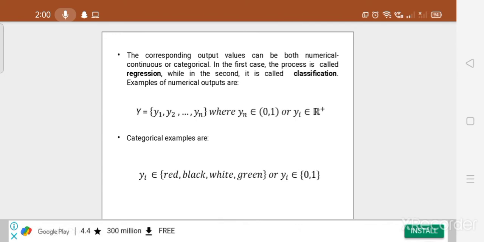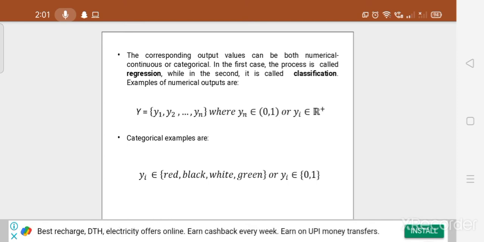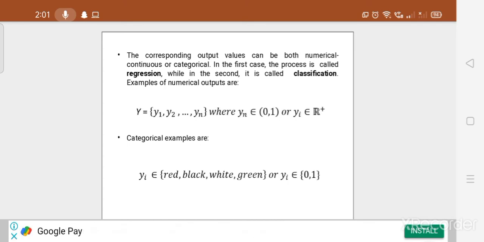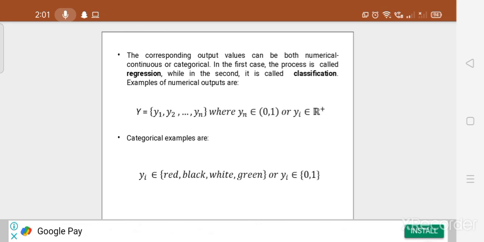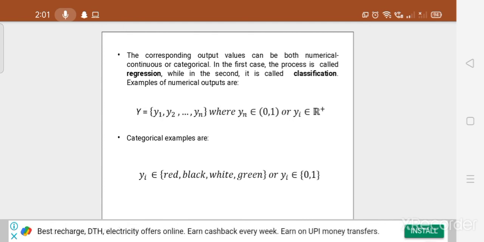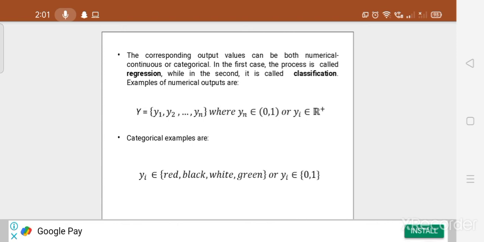The corresponding output values can be either numerical continuous or categorical. In the first case, the process is called regression. If the data is numerically continuous, then it is regression, right? But if it is categorical, then it's classification, because in classification categorical data is given. That definition we already saw, right? So an example of numerical outputs can be y equals y1 to yn, where yi belongs to R plus, real values, right? And what is a categorical example? yi belongs to red, black, meaning discrete values are given, or yi belongs to 0, 1. Clear?